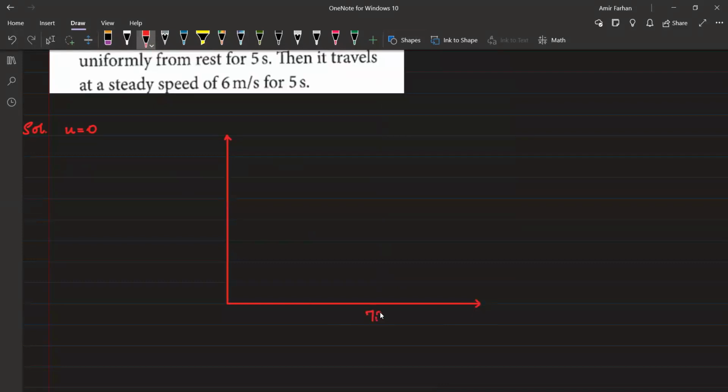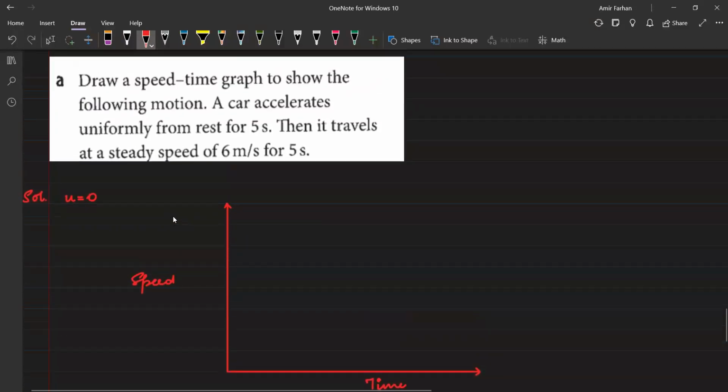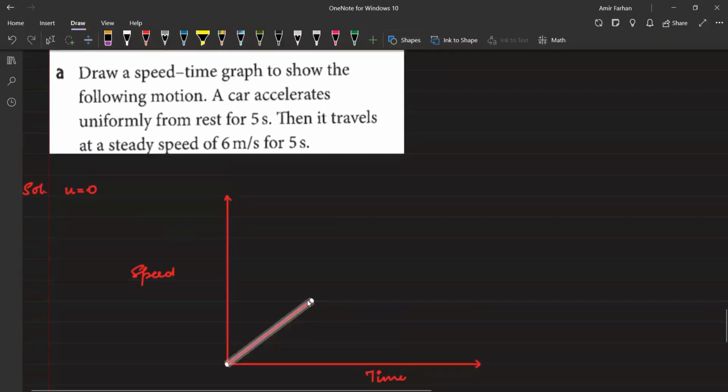So this is time. This is speed. I have to draw a speed-time graph. So the question is saying for 5 seconds. Suppose this is the 5 second mark for which the object has accelerated. Okay, so this is a 5 second mark.